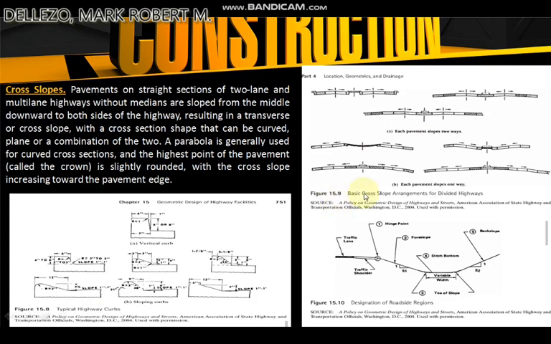figure 15.9 is the basic cross slope arrangement for divided highways. So, there's a type or a sample. These are two types. Each pavement slopes two ways. So, in this part. But in this part each pavement slopes one way. So, one way and two way.